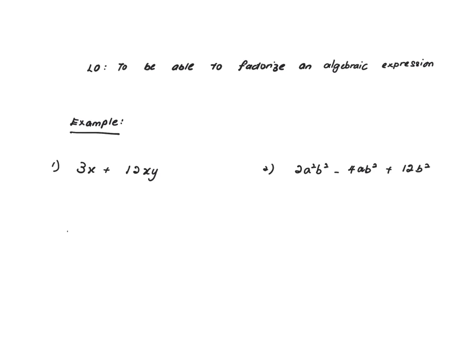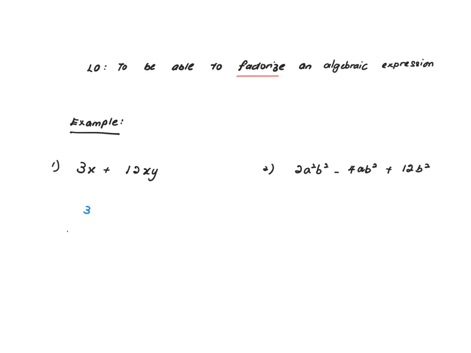Hello everyone, our lesson objective for today is to be able to factorize an algebraic expression. Now factorizing is completely opposite of expanding. Expanding is when you open the bracket by multiplying it, whereas factorizing is when you put an expression back into the bracket by dividing it. Now let's take a look at a few examples.